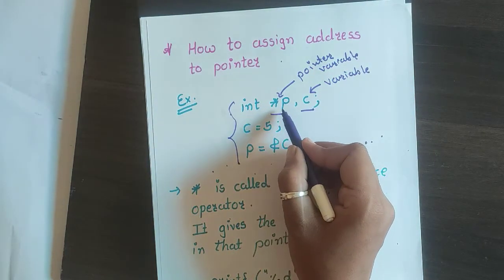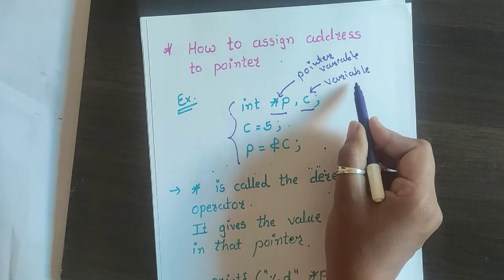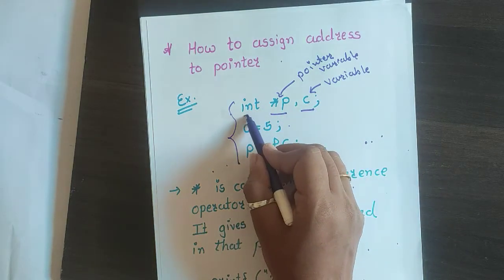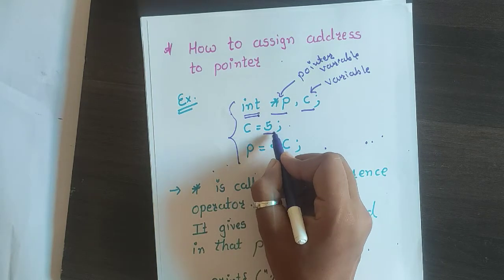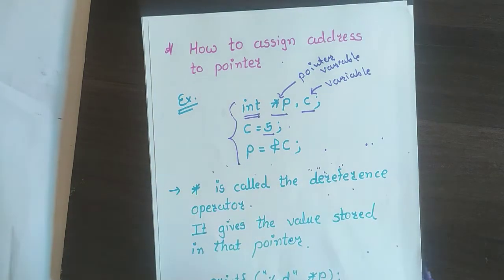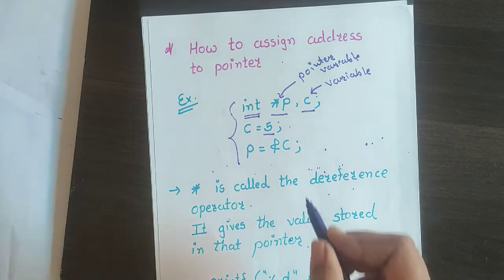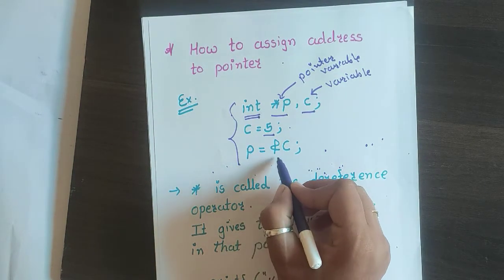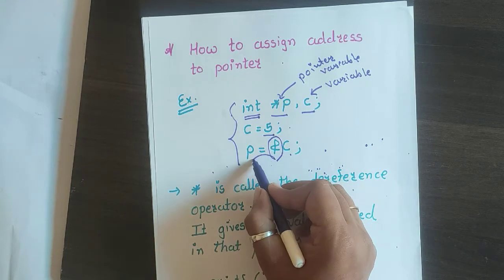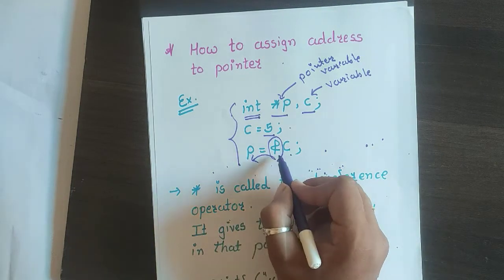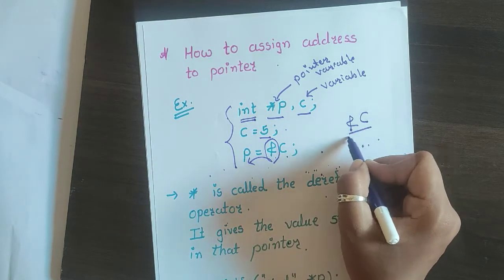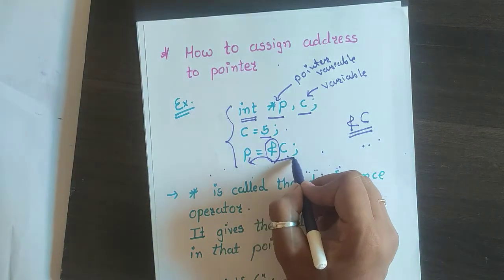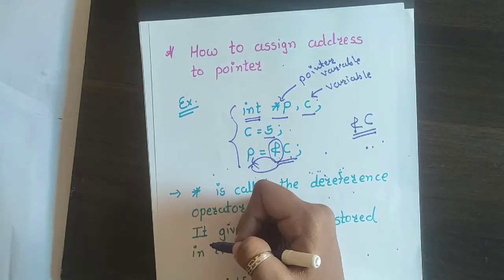So *p, that means this is my pointer variable, and c, that means this is my normal variable, and both are of data type integer, right? Now what I'm doing, I'm assigning a value 5 to c. So my c has the value 5, and to p I'm assigning the address of c. Ampersand, as you know, shows address. Ampersand c means address of c, and I'm storing this address of c in p.